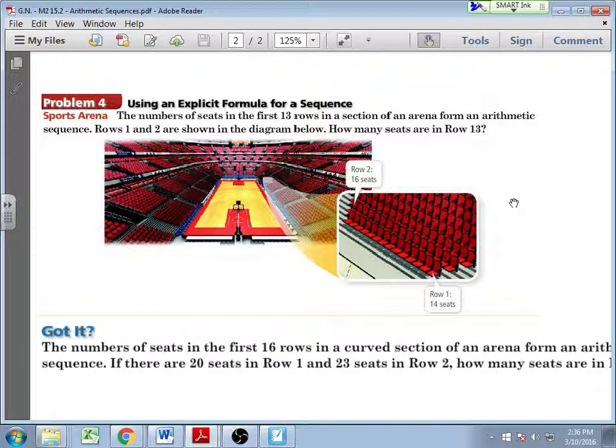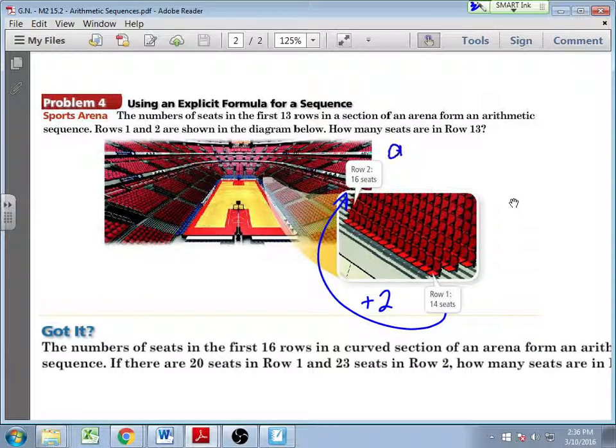So rows 1 and 2 are shown here. Row 1 has 14 seats. Row 2 has 16 seats. We want to figure out how many seats are in row 13. So what is my arithmetic difference here? Leah? 2. From row 1 to row 2 was a plus 2.